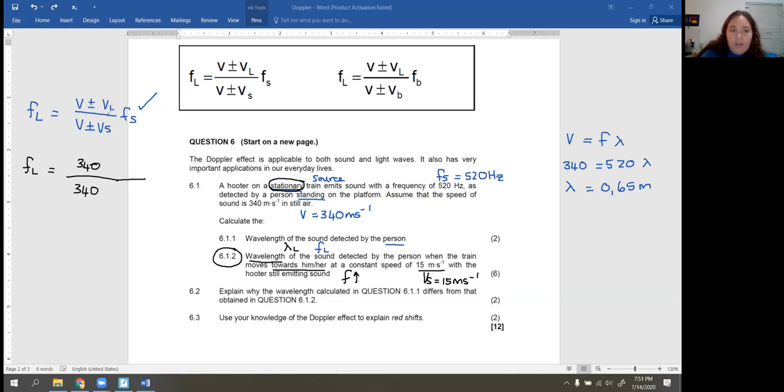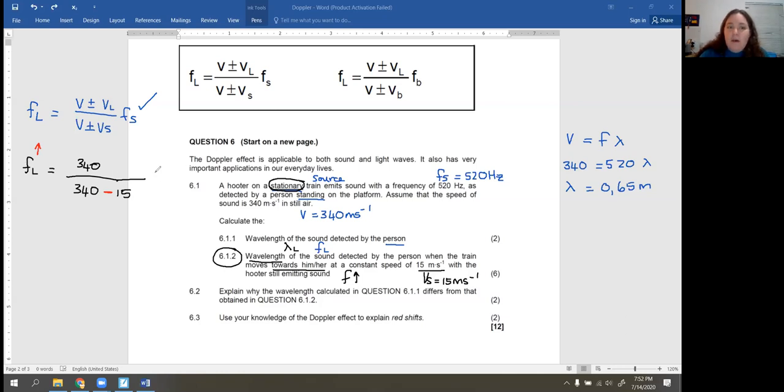So we know that the velocity of the listener is zero. So I'm going to leave off the listener, the observer is not moving. Here, the speed of the train is 15 meters per second. Now, remember what I said earlier. We want our frequency here to go up because they're moving towards each other. So to make this value bigger, we need to make our denominator smaller. So that's going to become a minus. Bigger divided by smaller gives me a larger frequency of the observer.